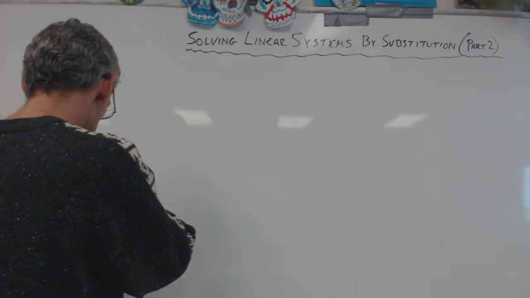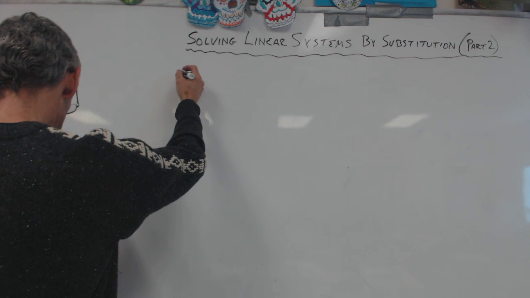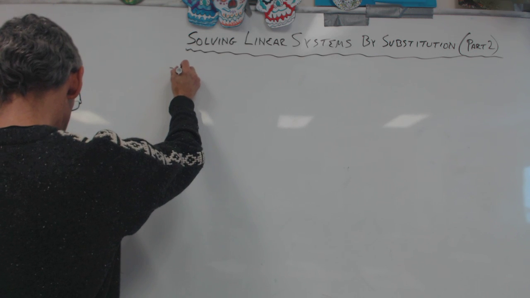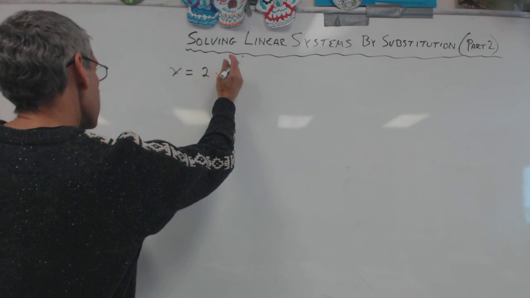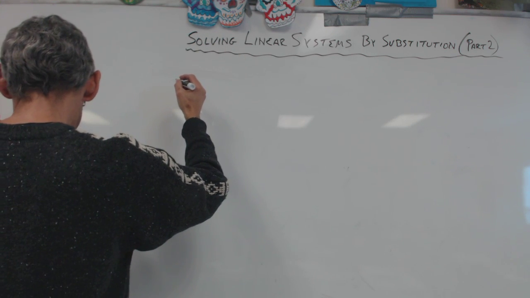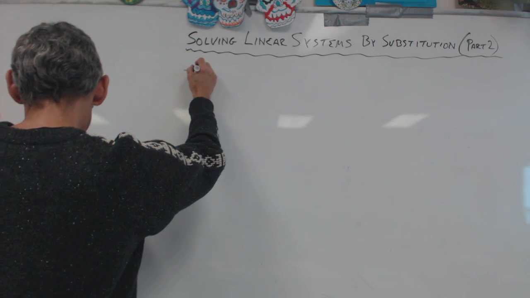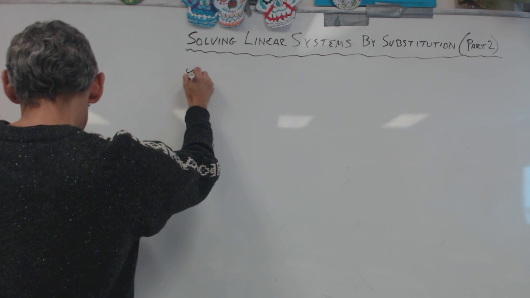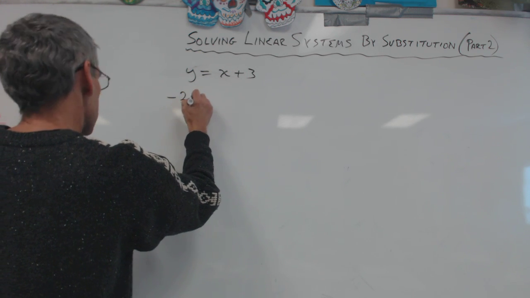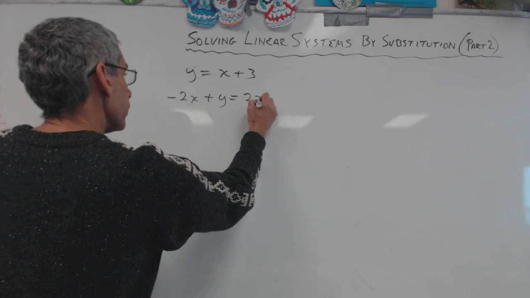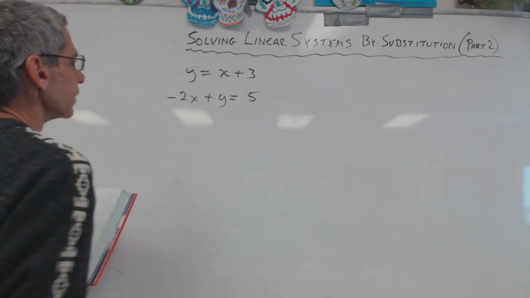So let's just do one. Let's do y is equal to x plus 3, and we'll say negative 2x plus y is equal to 5. Sorry, I'm changing the thing around.